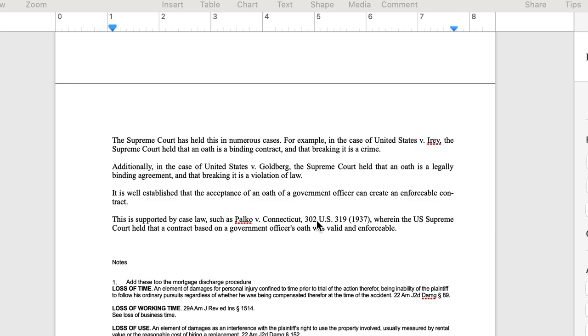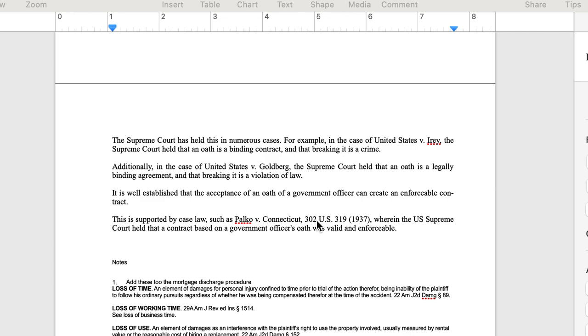So the Supreme Court in one instance said that an oath is a binding contract, and breaking it is a crime. And in another instance, the Supreme Court said, in the United States versus Goldberg, that an oath is a legally binding agreement. That's what I was trying to tell you, right? And that breaking it is a violation of the law, right? So that's cool right there, because now they're saying breaking the oath is a violation of the law.